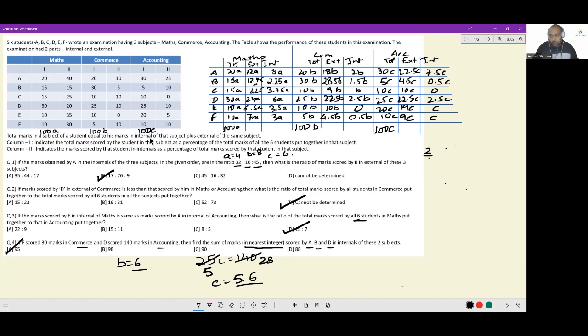So 40% is 2 by 5 of 2 by 10 of 100A is equal to 32. Cancel, cancel, gets me 2. So you get 8A is equal to 32 or A is equal to 4. The same result we had obtained here. Similarly, marks obtained by A in internal of the second subject, commerce. So 1 by 10 by 2 by 10 into 100B. So cancel, cancel, cancel, cancel is equal to 16 or B is equal to 8. Same result that we had gotten.